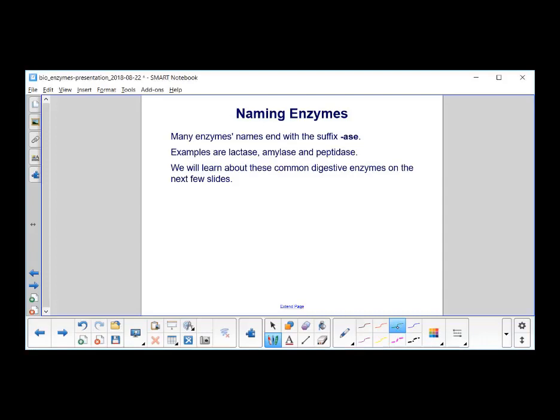Generally, you can recognize an enzyme by the ending -ase or -ace. Examples of some enzymes that you might be familiar with are the digestive enzymes lactase, amylase, or peptidase, and we'll spend the next several slides discussing these common enzymes.